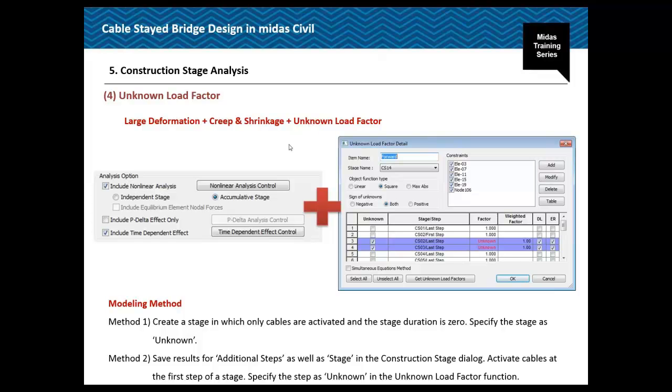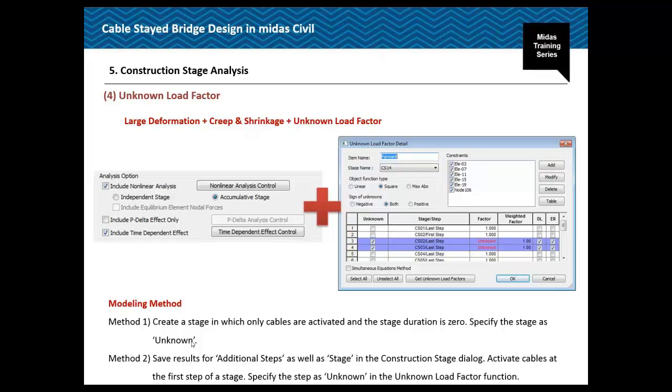So how can we consider it? There are 2 ways of the modeling method. The first method is creating the stage in which only the cable are activated, and the stage duration we should set as 0, and then specify the stage as unknown, just like checking on this.